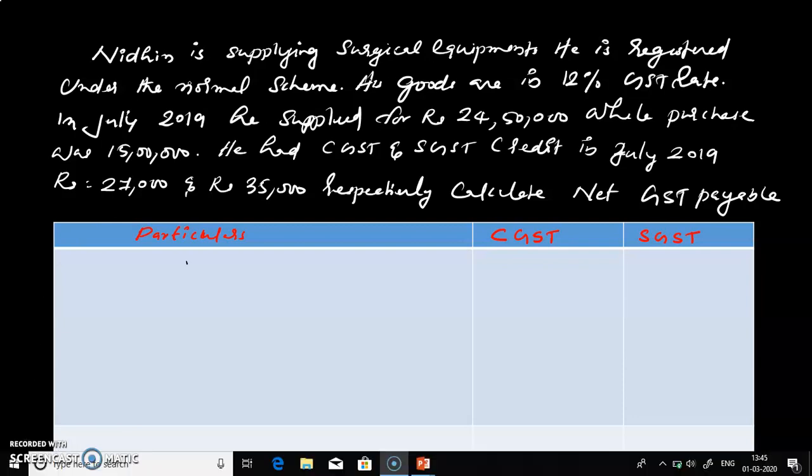Now, in this question, we have to calculate net GST payable. If we have the information, we have the GST rate. GST rate is 12%. We have GST included in central GST and state GST. That is 50-50. 6% for central GST and 6% for state GST. That is total 12% GST rate.